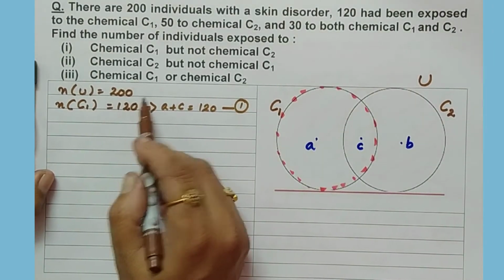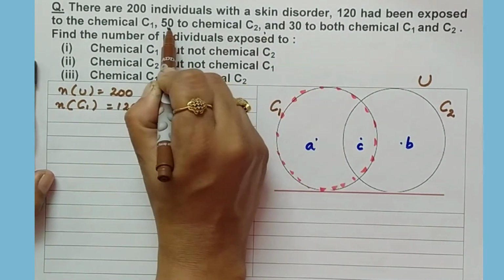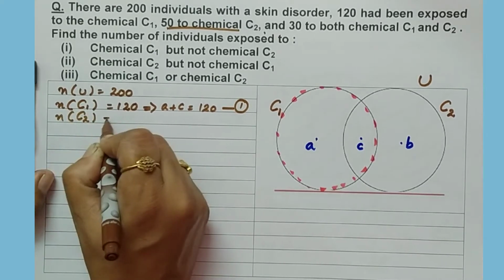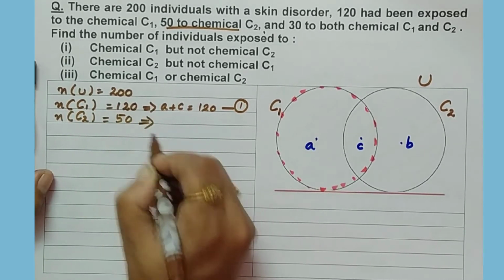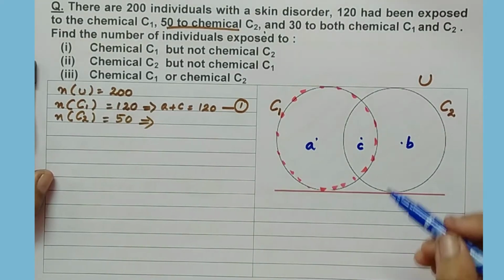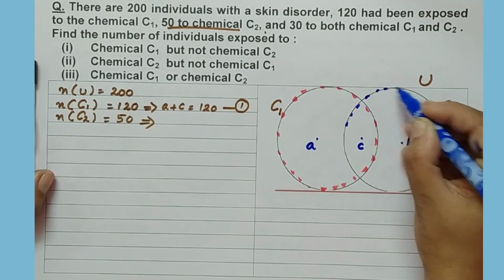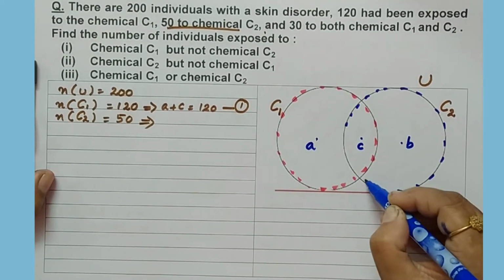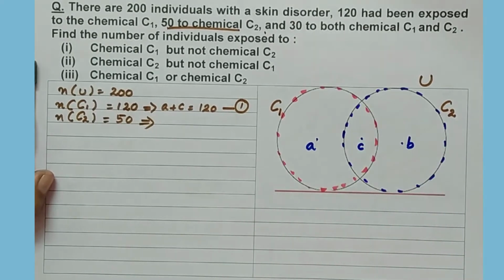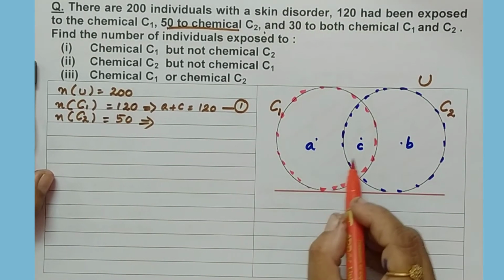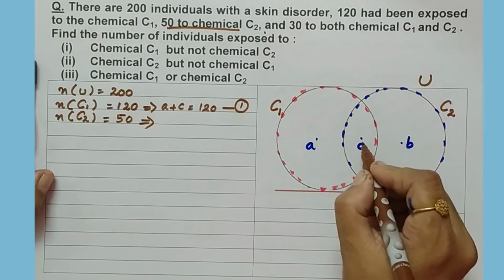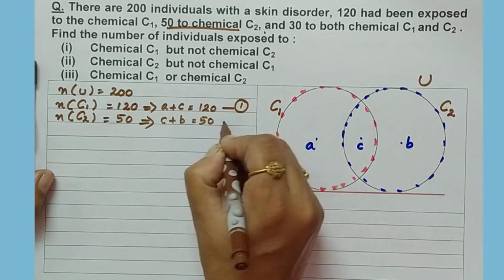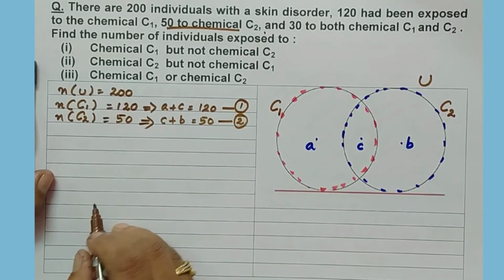Come with the second part. 50 to chemical C2. 50 students in chemical C2. So the number of elements in C2 equals 50. Look at the Venn diagram and find the area for C2. C2 represents this much, the second circle. This much is the second circle or the second area. The elements or the members in it are C and B. So what you want to do? C plus B equals 50. Take it as equation number 2.